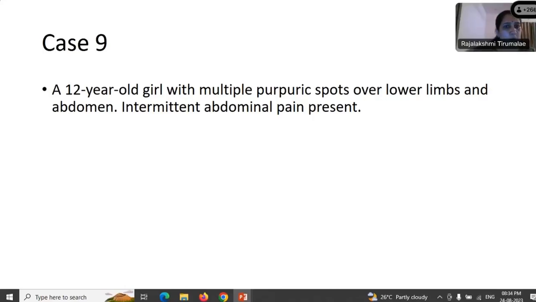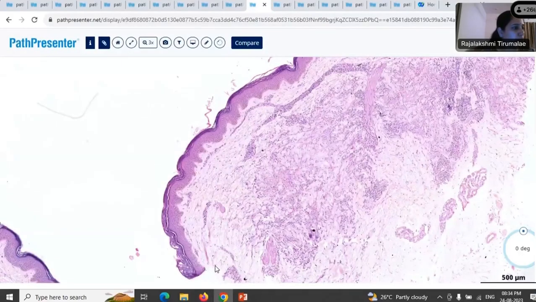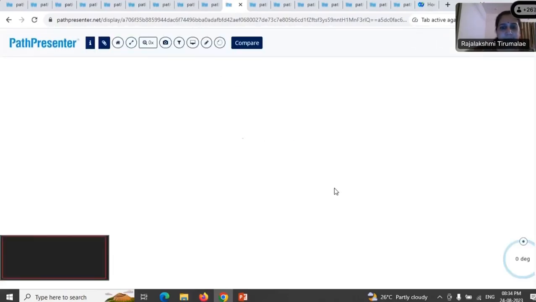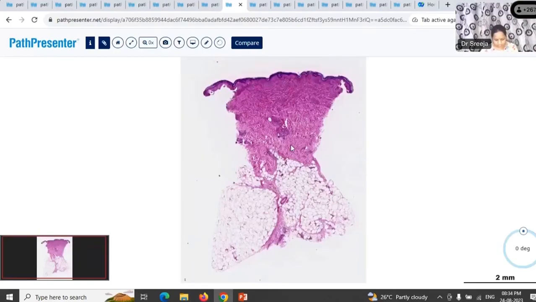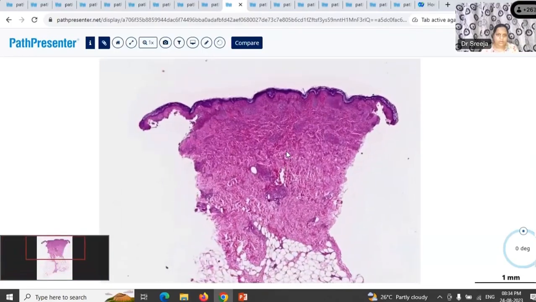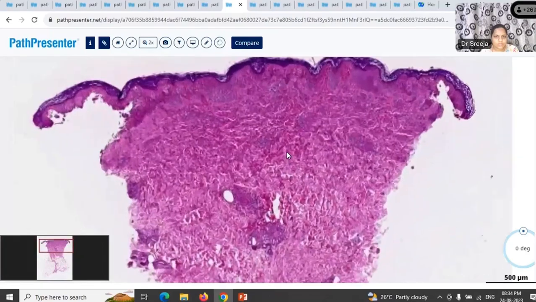We'll move on to case number 9. A 12-year-old girl with multiple purpuric spots over the lower limbs and abdomen. She also has intermittent pain abdomen. So, Shrija, would you like to take this case? Shrija is there? Yes, ma'am. Yes, Shrija, you can start describing.